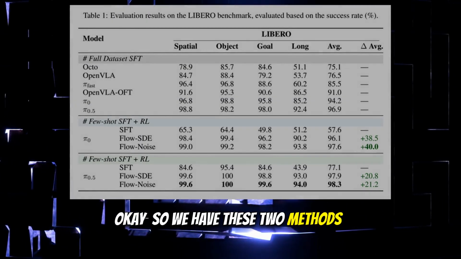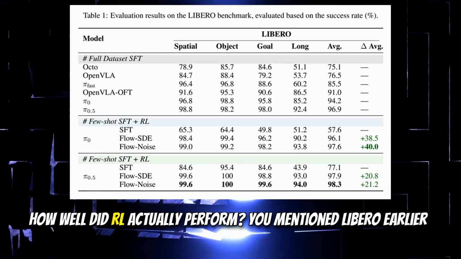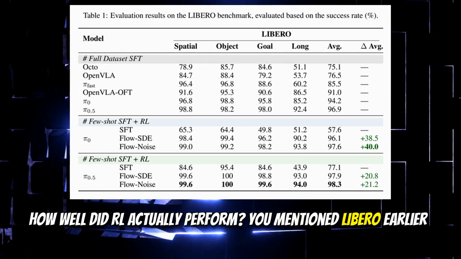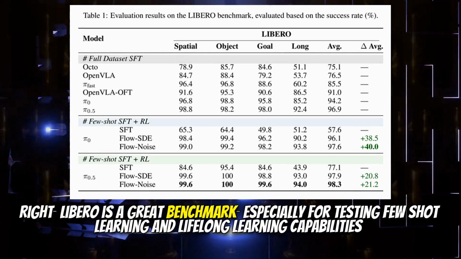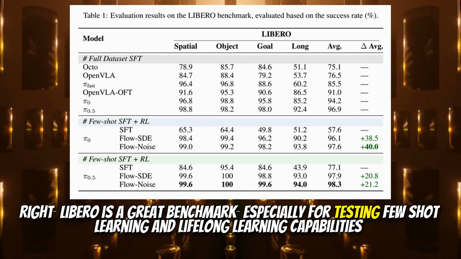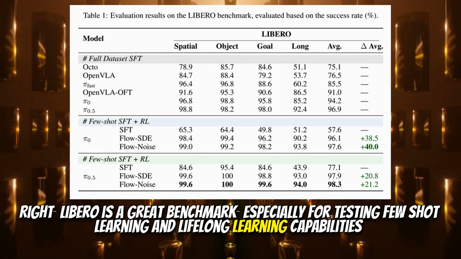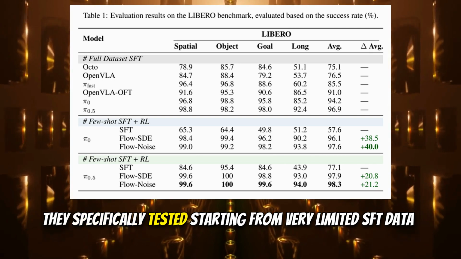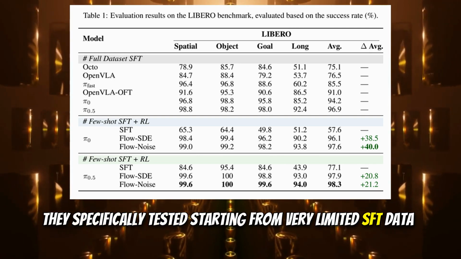Okay, so we have these two methods. Let's talk results. How well did RL actually perform? You mentioned Libero earlier. Right. Libero is a great benchmark, especially for testing few-shot learning and lifelong learning capabilities. They specifically tested starting from very limited SFT data. How limited?